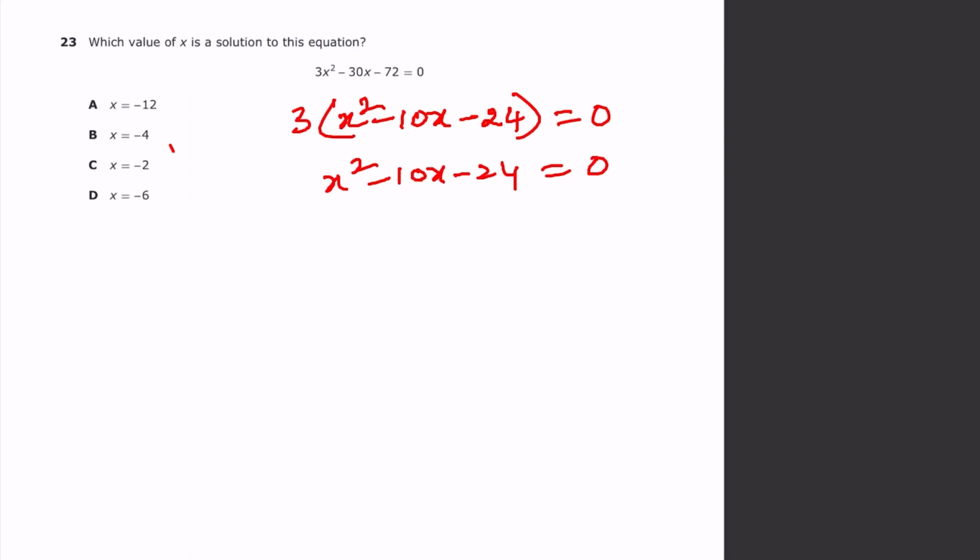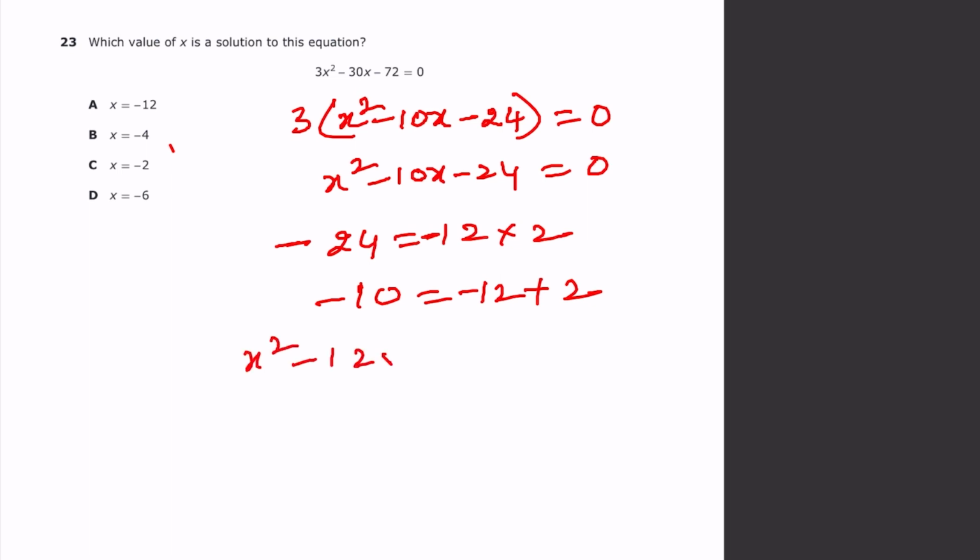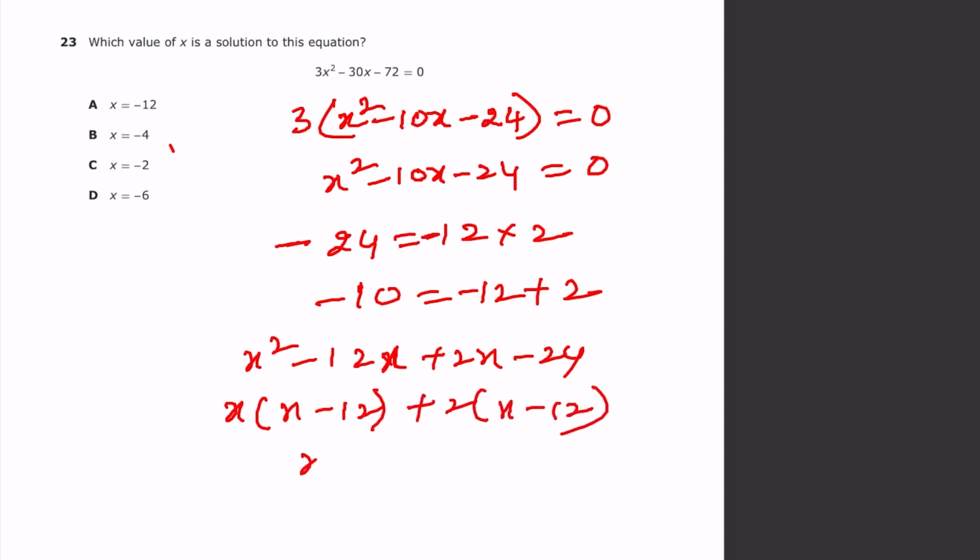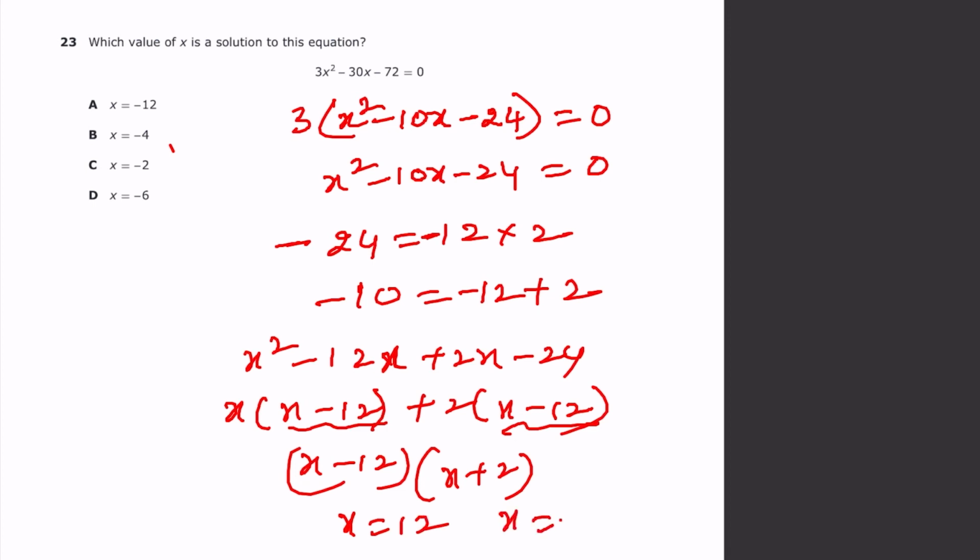You can factorize this. So now 24 factors can be written as 12 into 2. Minus 12 into 2 will give you minus 24. So therefore minus 10 can be written as minus 12 plus 2. So you're getting it as minus 10. Therefore you can write this as x square minus 12x plus 2x minus 24. In the place of 10x I have written this. So x into x minus 12 plus 2 into x minus 12. So x minus 12 you can take out common, into x plus 2. So you're having x is equal to 12 or x is equal to minus 2.